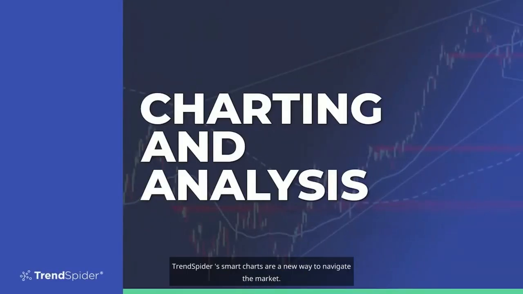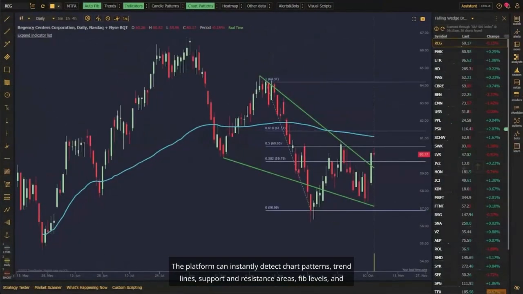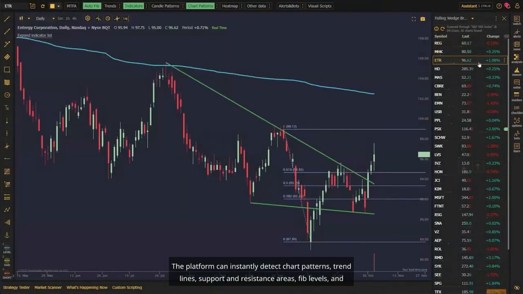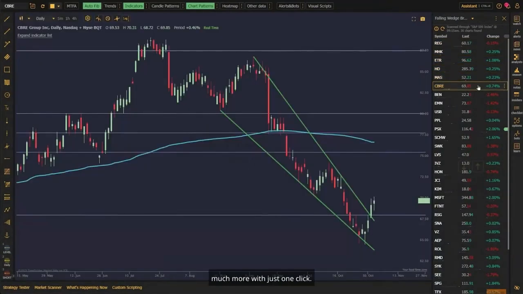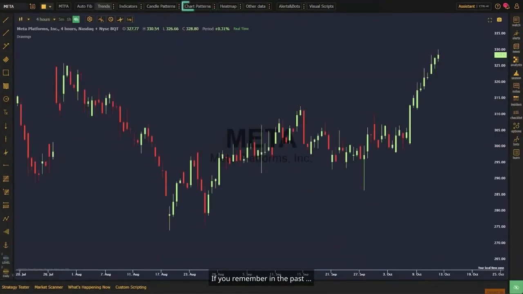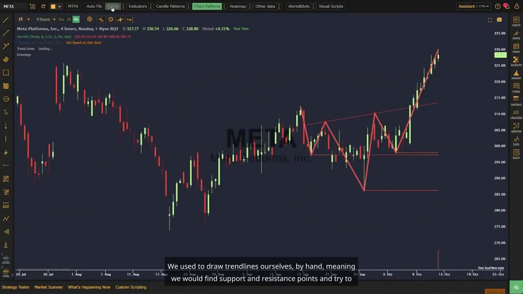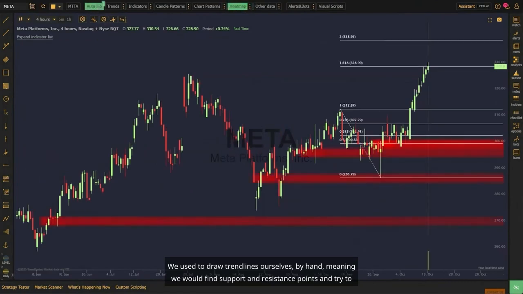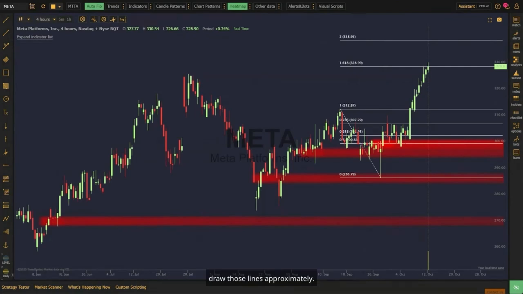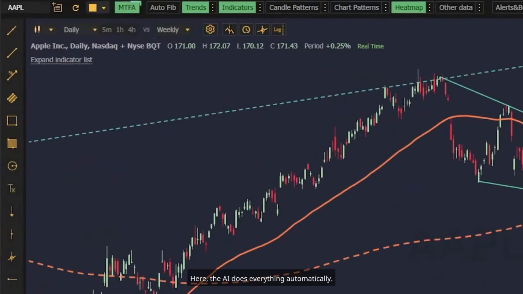TrendSpider Smart Charts are a new way to navigate the market. The platform can instantly detect chart patterns, trend lines, support and resistance areas, fib levels, and much more with just one click. If you remember in the past, we used to draw trend lines ourselves, by hand, meaning we would find support and resistance points, and try to draw those lines approximately. Here, the AI does everything automatically.